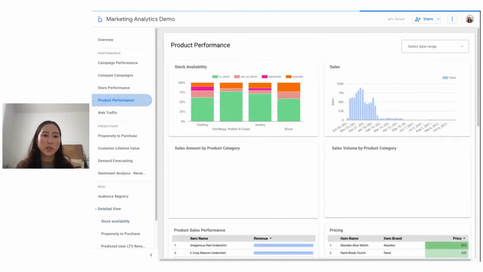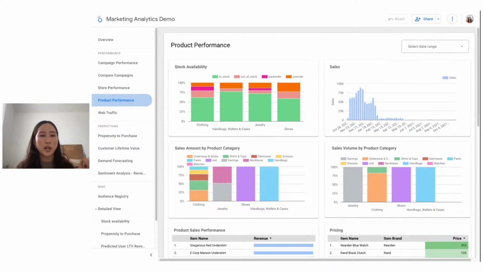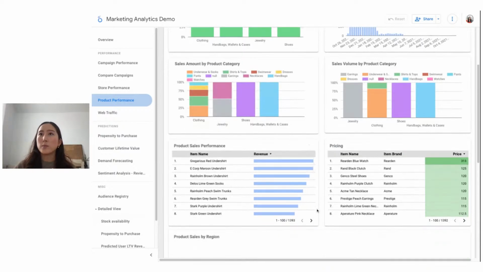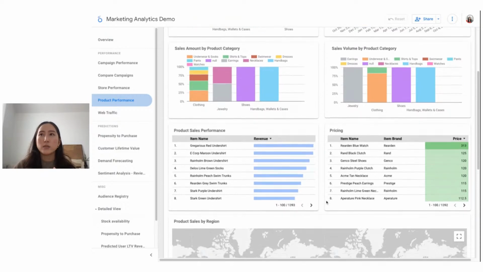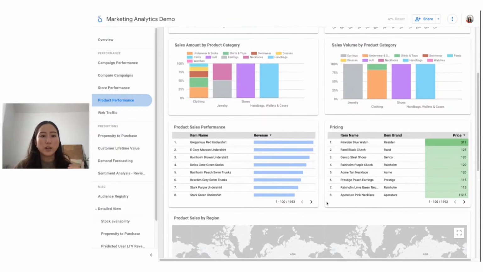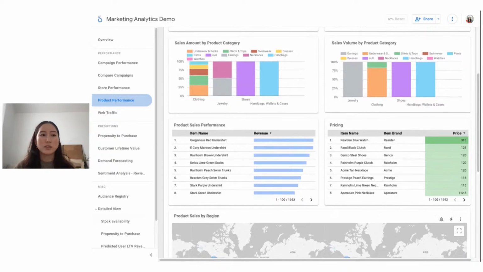Then for product performance, Maria can deep dive into her products in order to see the product categories and the stock availability and sales performance based off of different periods of times, different regions, and being able to look at the performance overall. And then she can really see the revenue and know if there are certain lines that can help drive additional sales or certain lines that they can push more since they're doing awesome.